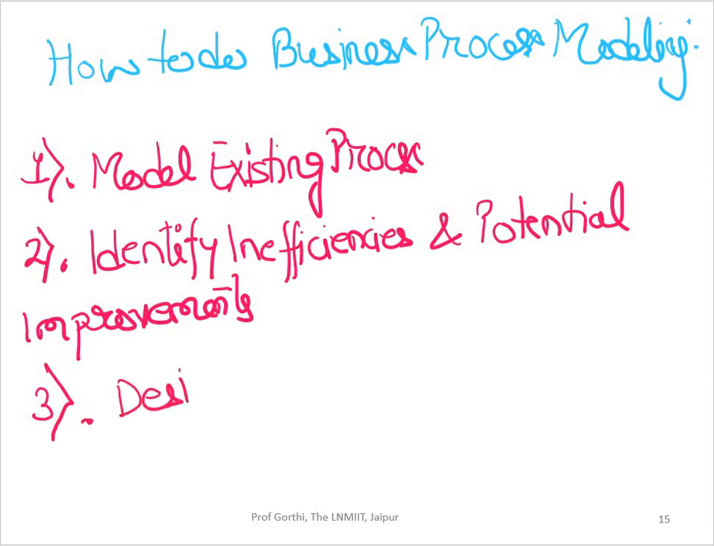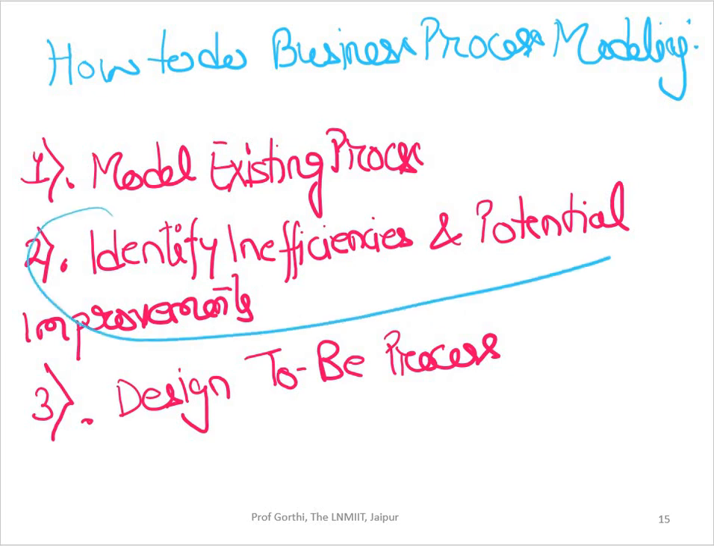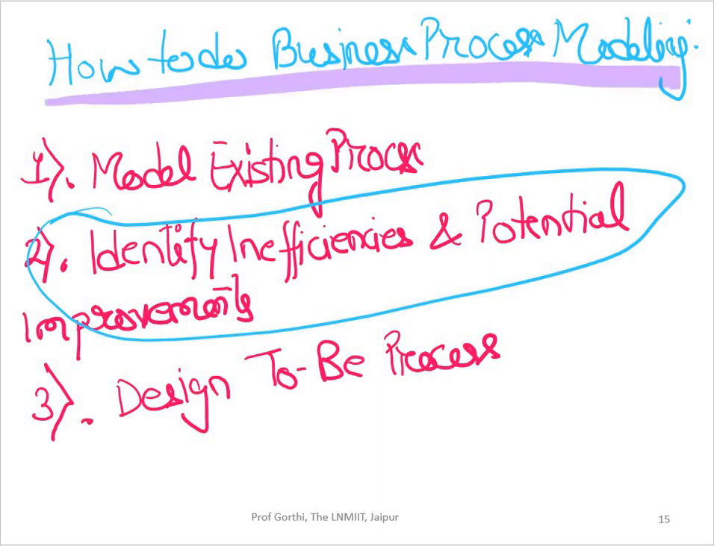Then design to-be process. Now design the new and the improved process based on your findings in this step. And finally make it a workable model. Right, and that's how we can go ahead with this business process modeling.